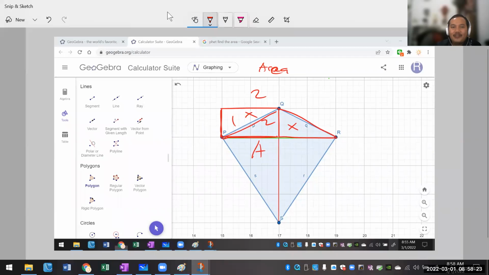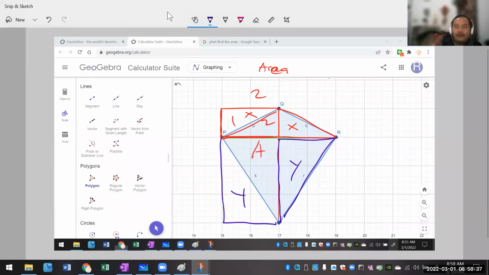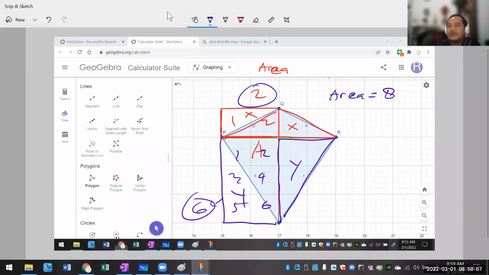The same thing with this triangle over here. I'm going to put it here. Let's say this is Y. I'm gonna put Y in here, just flipping it and putting it here. And then what do we have in here? Another rectangle, right? What is the area of this rectangle? We have 1, 2, 3, 4, 5, 6, and this is 6. So the area of this kite is basically 8, because 2 plus 6 equals 8.